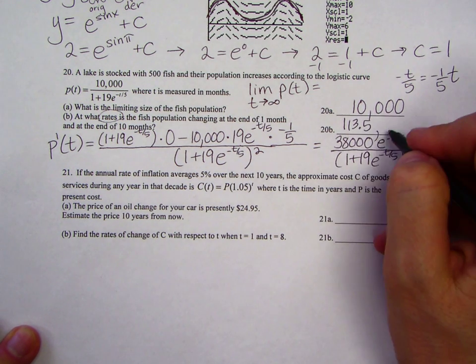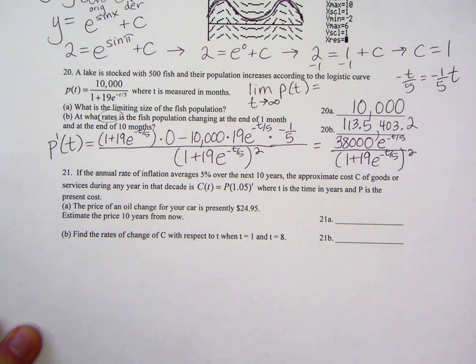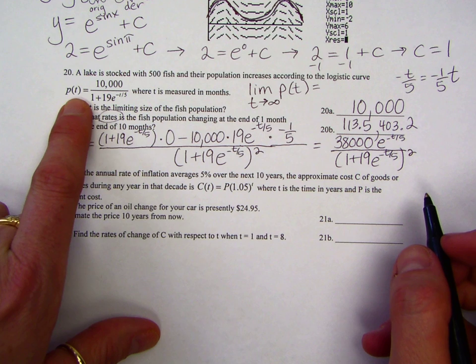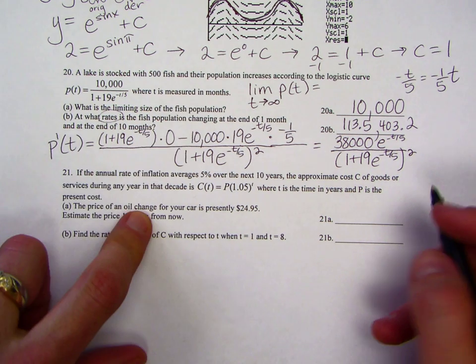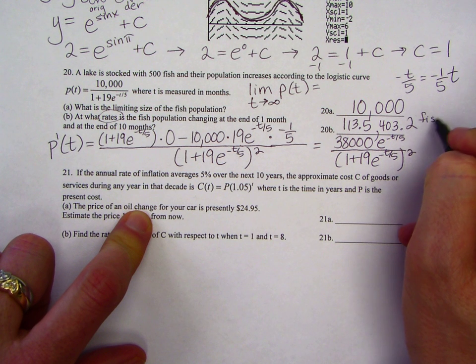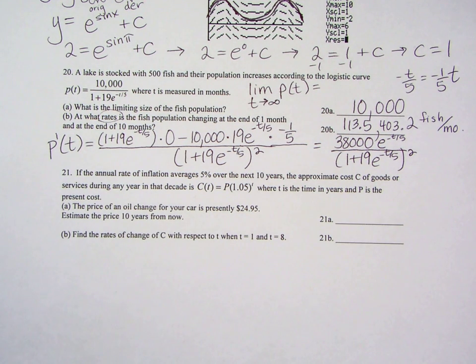So I ended up with 113.5 and 403.2. Okay. The units on that would be, well, the P stands for population of fish, and T is time in months, so that would be fish per month.